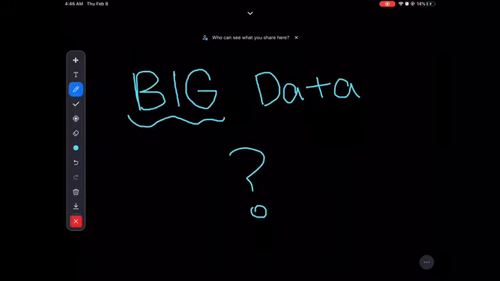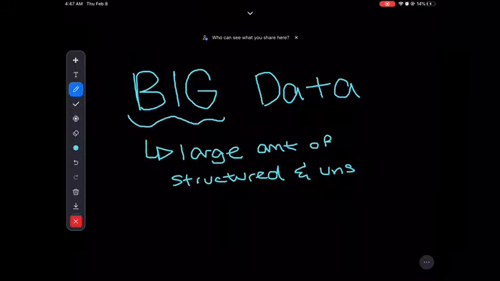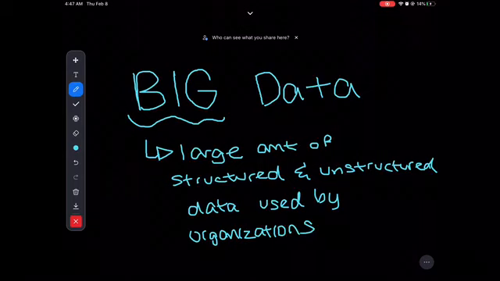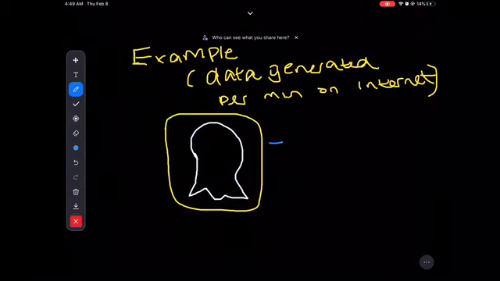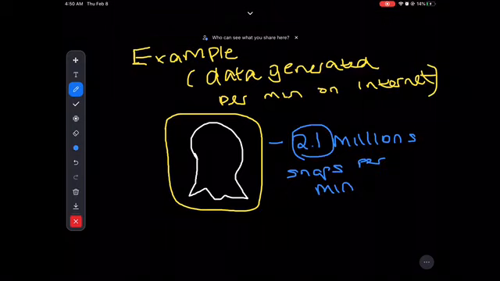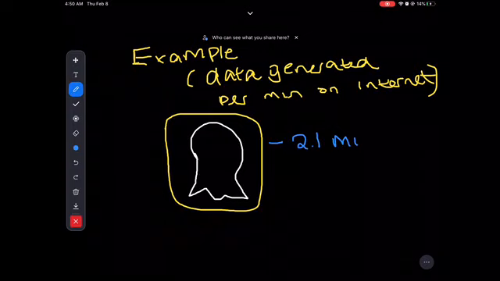Now, what exactly is big data? We can call this the large amount of structured and unstructured data that can be used by organizations. For example, Snapchat contains data for 2.1 million snaps per minute. Now, that's a lot of data.